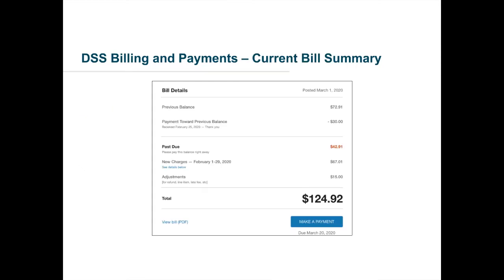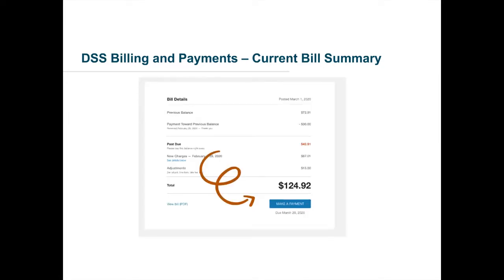The Current Bill Summary module displays the user's current bill at a glance, enabling users to review their previous balance, payments and adjustments, past due amounts, and new charges. Those amounts are used to calculate the total amount due, which displays at the bottom along with the due date.